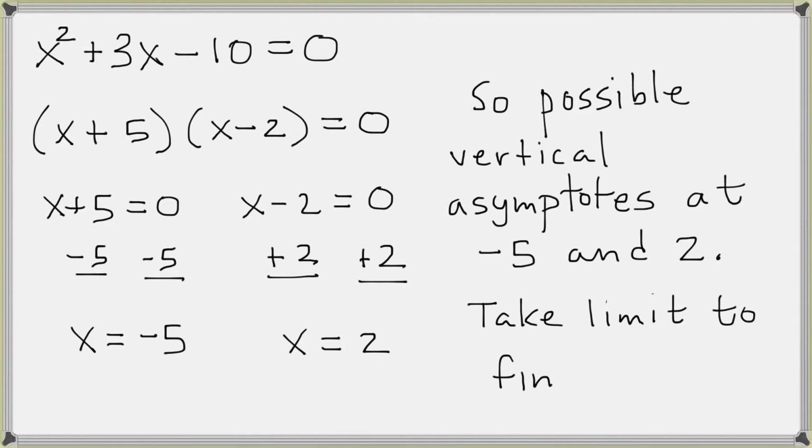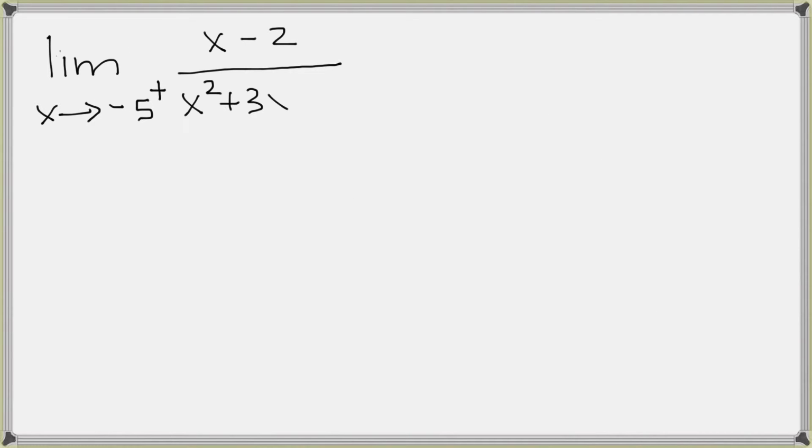So in this class, we've defined the vertical asymptotes in terms of limits. So what we're going to need to do is take the limit as x goes to negative 5 and as x goes to positive 2 to figure that out. So let's start off with the limit as x goes to negative 5 from the right. If you recall what we've done in the past, you can either take the limit as x goes to negative 5 from the left or from the right, and that will also tell you information about the two-sided limit. So we're going to start with the limit as x goes to negative 5 from the right.